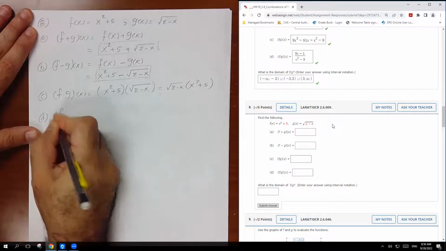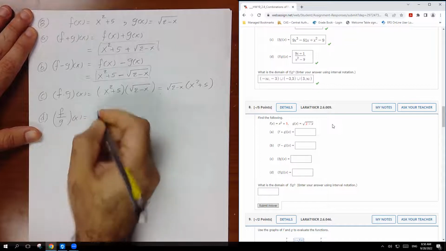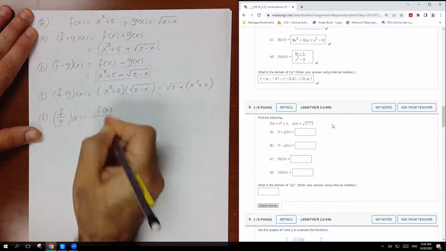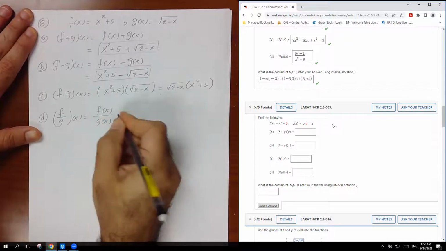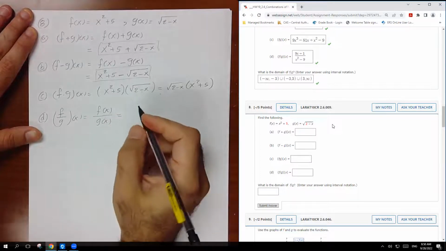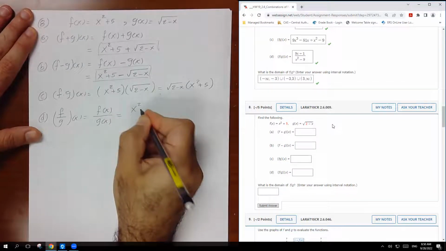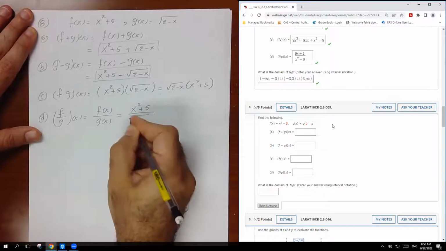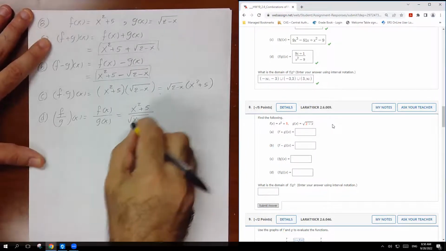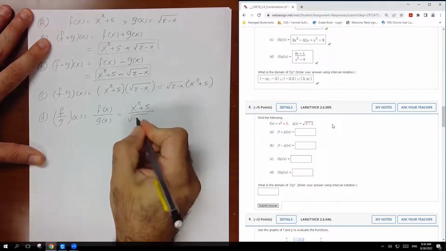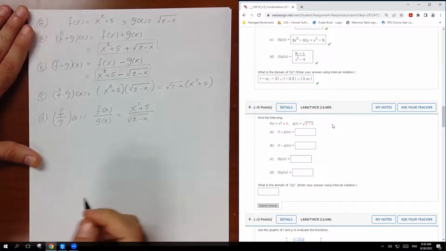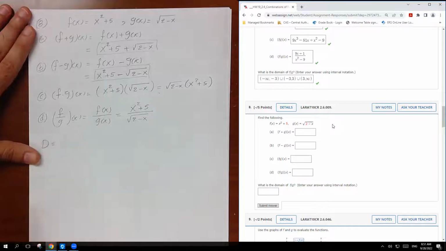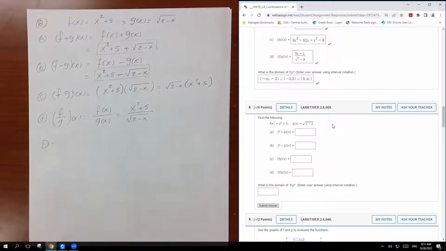f divided by g of x is going to be f of x divided by g of x, which is x squared plus 5 divided by the square root of 2 minus x. The same thing with this one, you can simplify it, so just keep it like this. Now, what about the domain? That's the important part.